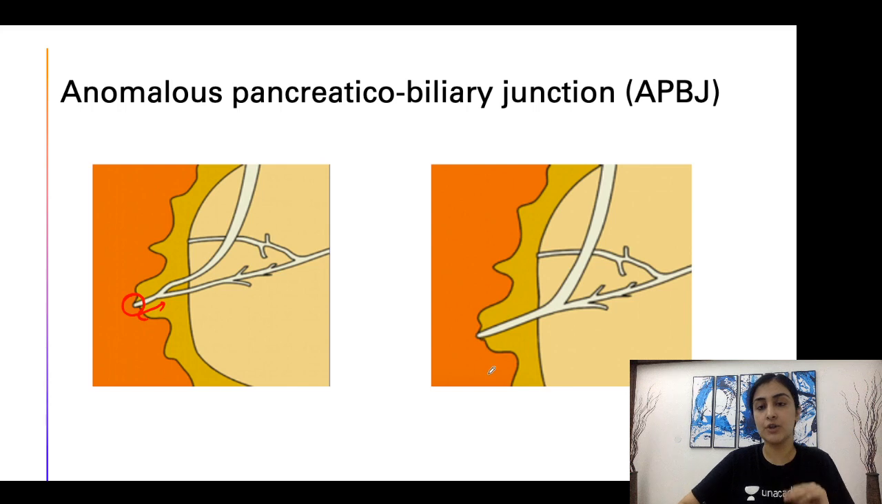Now what happens when it is anomalous is that the union between the CBD and MPD occurs quite early. Can you all see that there is such a large common channel? This large common channel has been referred to as APBJ, or an anomalous junction between the pancreatic duct and the biliary duct. Whenever there is such a large junction, there is a higher chance of stasis of bile, which indirectly might result in a stricture. Because of such stasis of bile, there might be some distal stricture, leading to the dilatation and formation of your choledochal cyst.